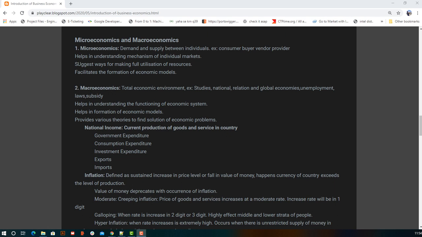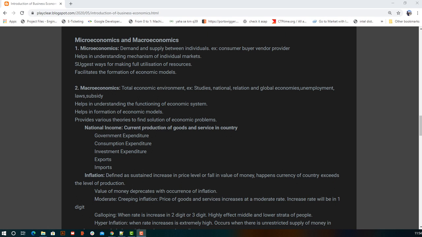So the factor affecting macroeconomics is the national income. Here we can see the current production of goods and services in the country. We call it national income. Here again we have a new concept called GDP or GNP that we'll study in a moment, but for now, whatever production is happening in the country, we call it national income. So we have 5 factors under the national income.